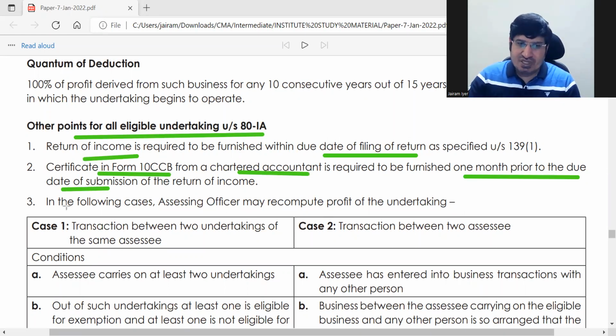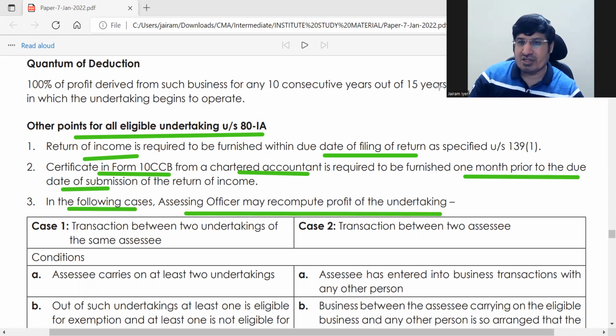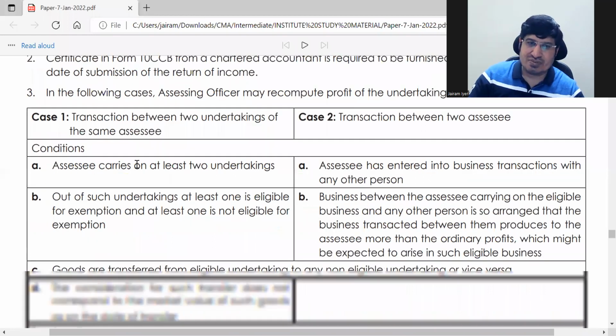Chalo. And here the third one just takes care of any wrong measures to get exemption. How to address that? So in the following cases, the AO may recompute profit. He has the power to recompute profit in these two cases.